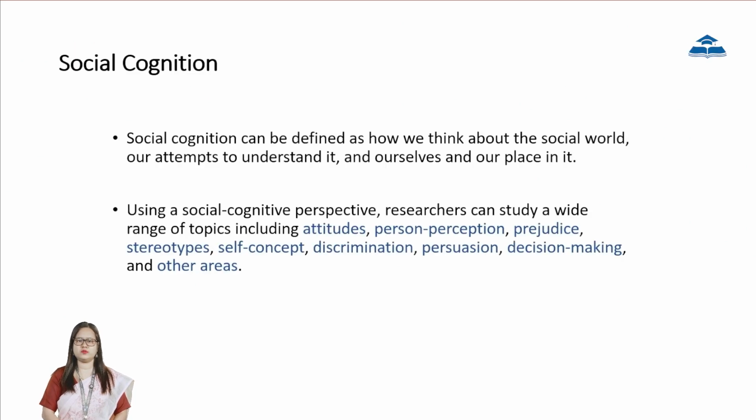So next is social cognition. Social cognition is how we think about people, society, and ourselves in social situations. It helps us understand how we form our opinions, how we make decisions, and how we interact with others.